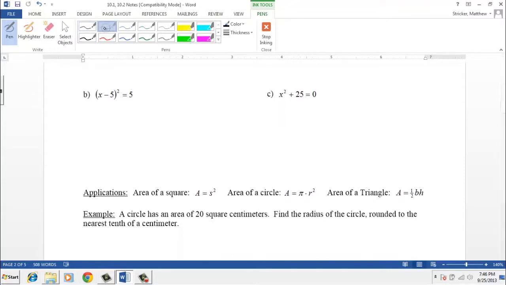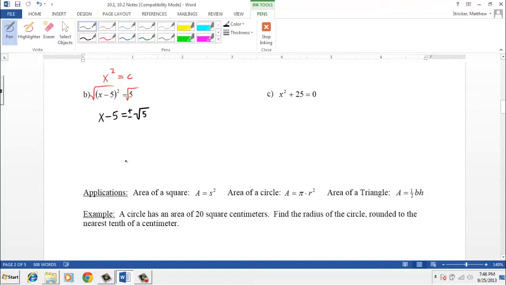Again, this example B has that form, x squared equal to some constant, except the something that's squared is something more complicated. But still, why can't I just take the square root of both sides? There's no reason why I can't, because that square root will still get rid of the square. The left-hand side becomes x minus 5. And remember, it's not just square root 5, it's plus or minus square root 5.